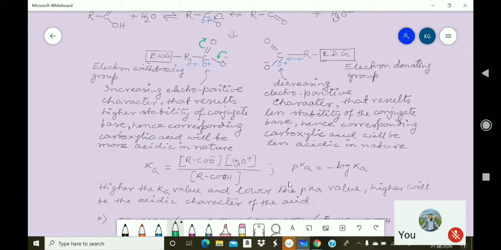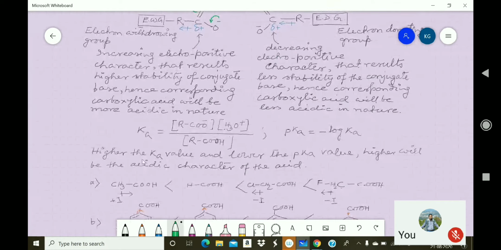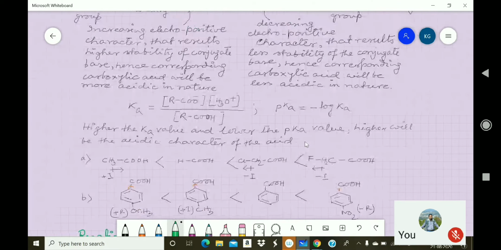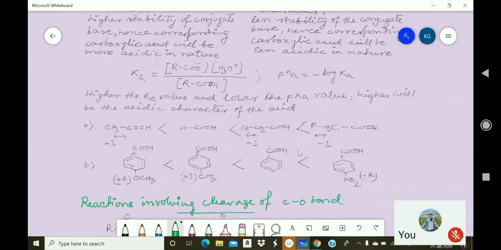And on the other hand, if we take the minus log of this Ka value, that is called pKa. If Ka is higher, then pKa will be lower. Therefore, we can state that the higher the Ka value and the lower the pKa value, the higher will be the acidic character of the acid. Here, let us find some examples. I have already given the order of acidic character here. Say it is fluoroacetic acid, chloroacetic acid, methanoic acid, and acetic acid.